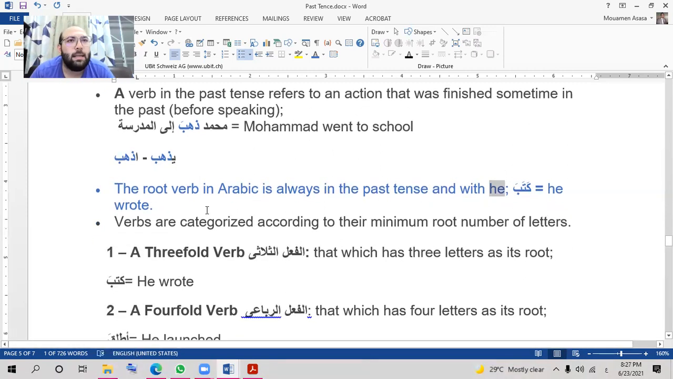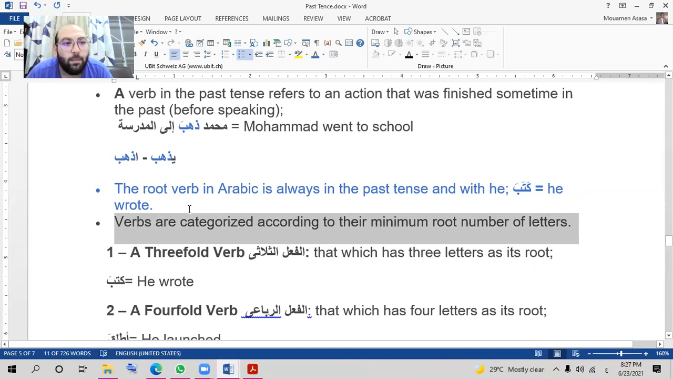Okay, so why do we need this information? We need this information because verbs are categorized according to the minimum number of letters in the root. In Arabic, we are classifying the verbs, the actions. Each verb has a class, has a category. This category can give us the base structure. When you are looking at a verb in imperative or a verb in present, you go back to the root in the past, and you can know what the category of this verb is.